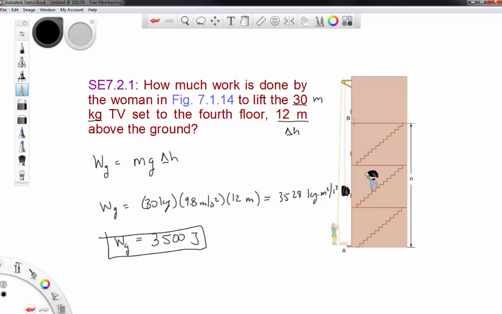Now note, of course, that she's lifting it to the bottom of the fourth floor. If she needed to lift it to the top, we'd also have to figure out this distance too. Presumably it's another 4 meters.